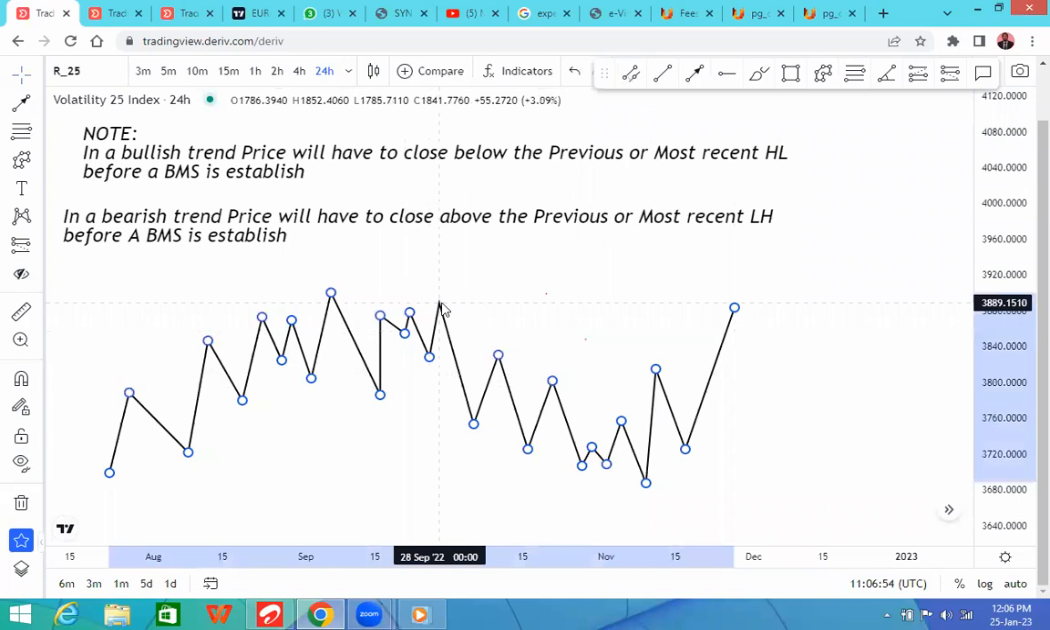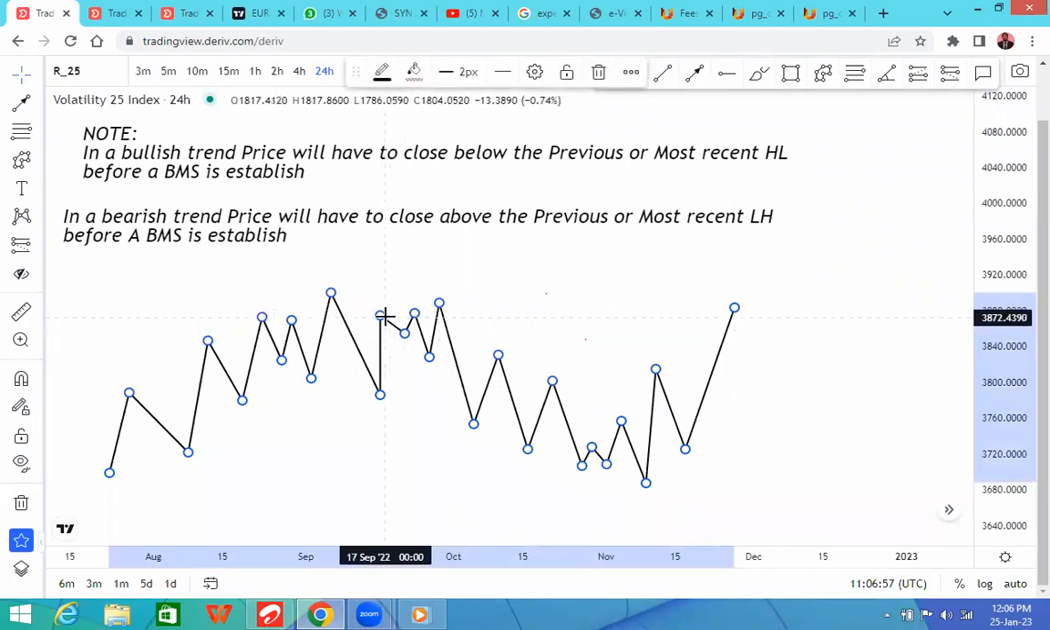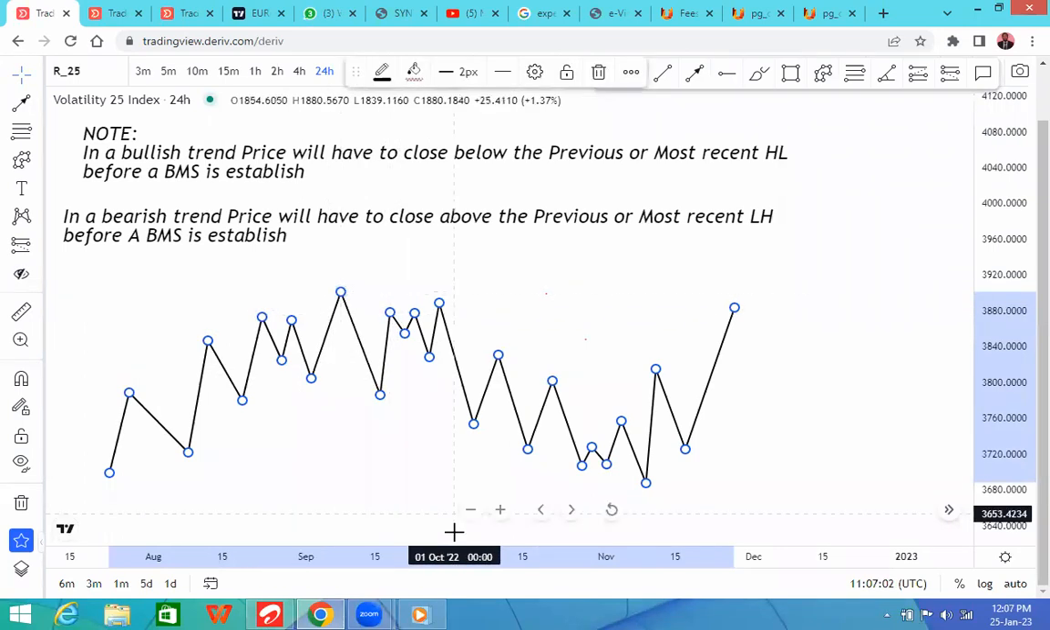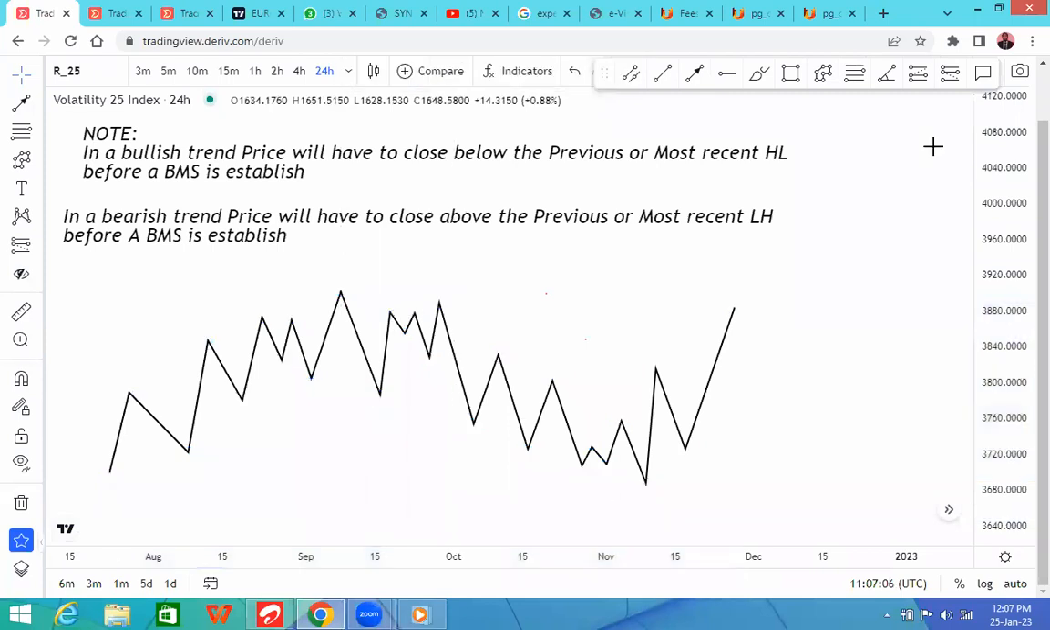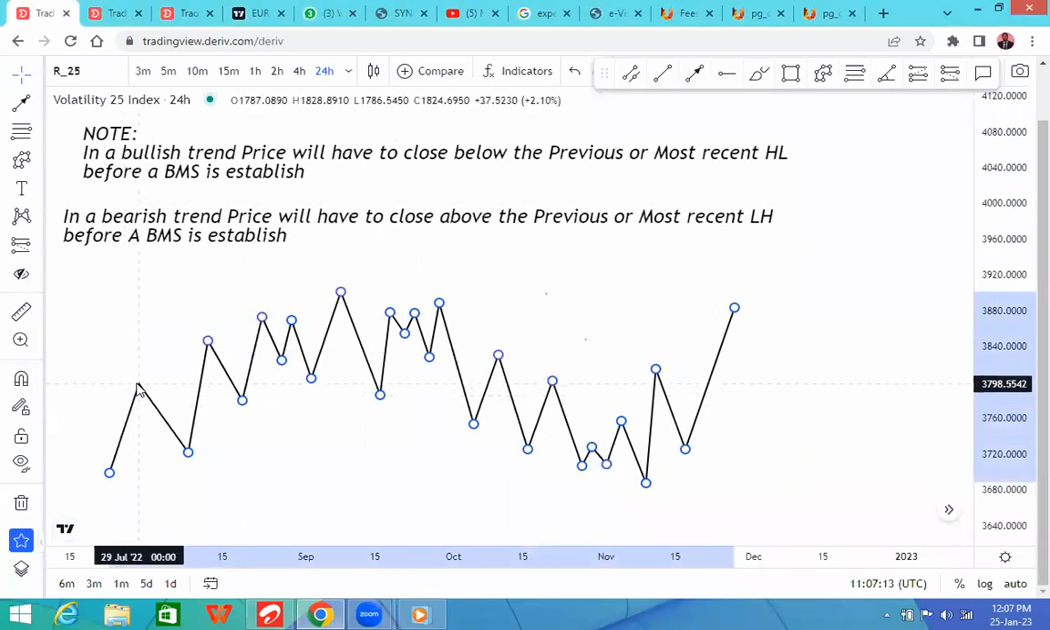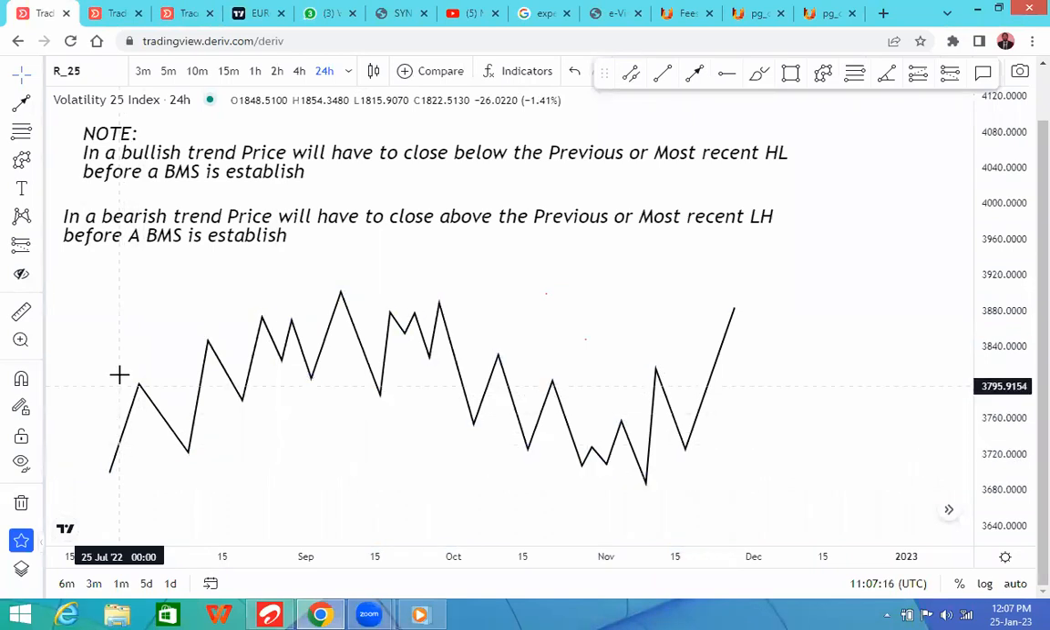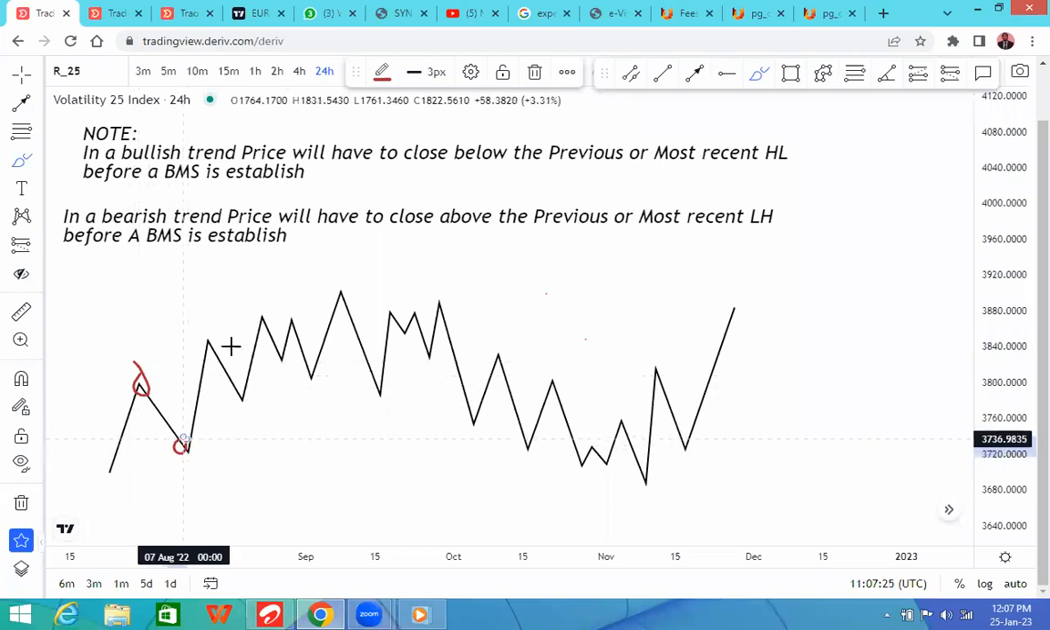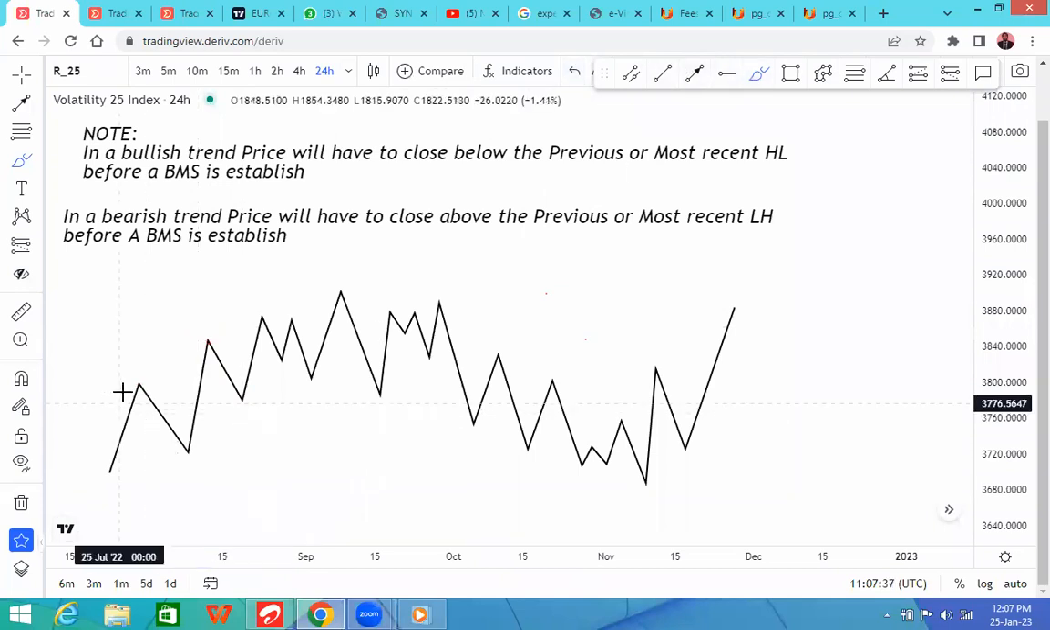Okay, I want to give you a typical chart example of what you should expect for a break of structure. Thank you for your feedback. So we have something like this. Now look at structure. Structurally, price is giving us a higher high, a higher low, a higher high, a higher low. You can see that price is giving us a series of higher highs and higher lows in that order.